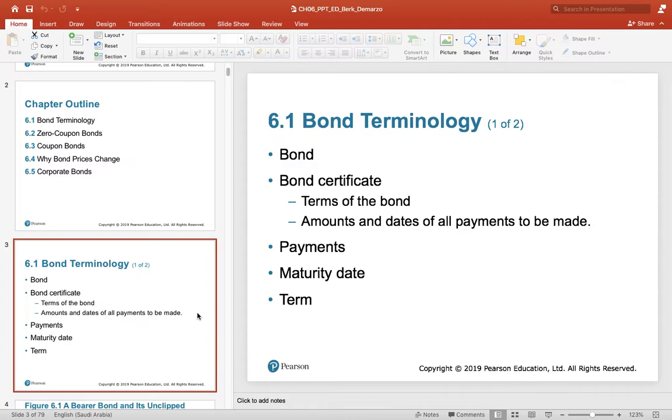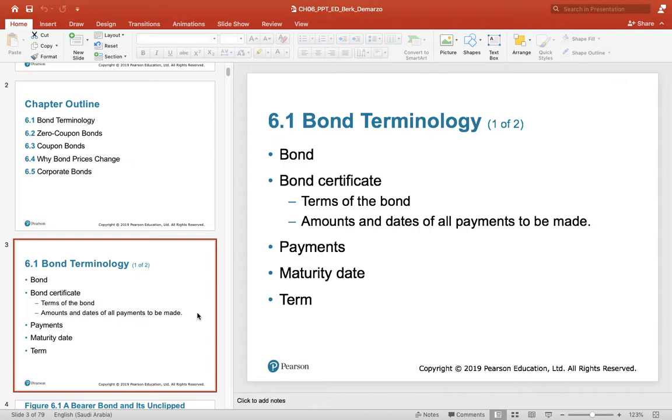It may be 10, 15, 20, 30 years. It depends on the time of issue, and in the bond certificate all the details are mentioned: after how many years this bond will be repaid. Once those years finish, the maturity date will come, and the bond will be repaid by the company.